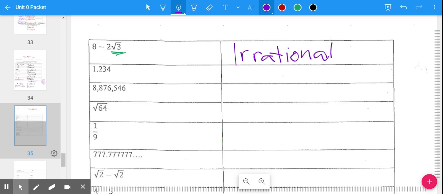Plus 8 and negative 2 square root of 3 are not like terms, so you cannot combine them. So looking at the expression as a whole, it is irrational. Our next one, 1.234. It stops after that 4, so it is rational.